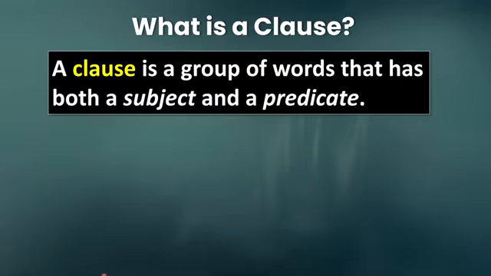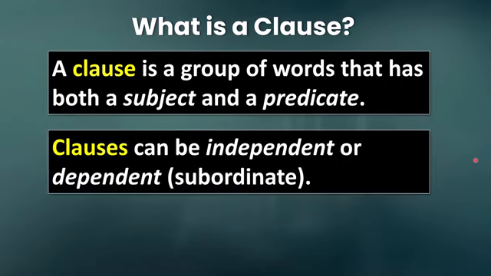Well, a clause is also a group of words, just like a phrase. However, a clause has both a subject and a verb component or a predicate, whereas a phrase does not have both a subject and a predicate. And clauses can be independent or dependent. A dependent clause is also known as a subordinate clause.